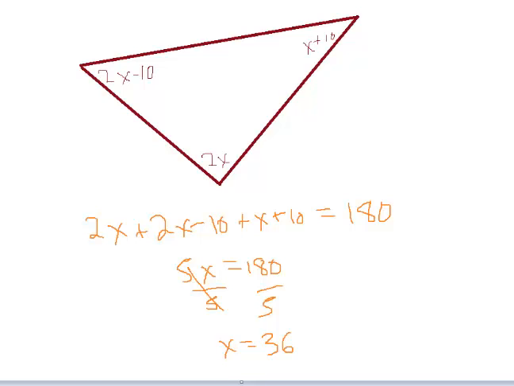Now you go back and plug them in. 2 times x is 72. x plus 10 is 36 plus 10, which is 46. 2x minus 10 is 72 minus 10, which is 62. Of course, you have to add them up to see if they equal 180. Well, 62 and 46 is 108. 108 and 72 is 180, exactly, so this works.